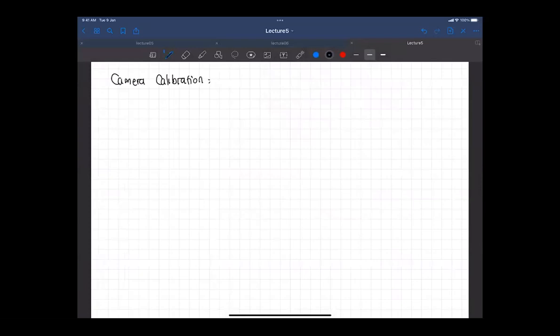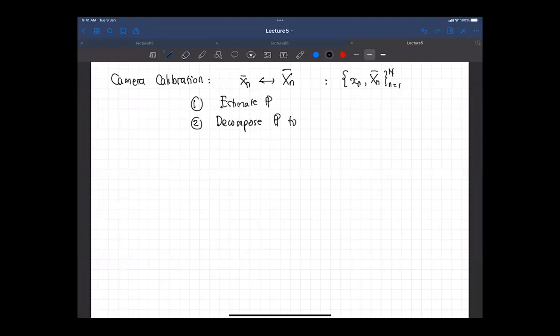Again, camera calibration is that we have corresponding points. Previously, I wrote XI, but let's put XN so that it can be the same as the reference node. So XN or XI is the same thing. Given these corresponding points, small xn and capital Xn, n equal to 1 up to n, we have n corresponding points. We want to estimate P first. And after we estimate P, we further decompose P into K of P. So these are the two tasks that we want to get done.